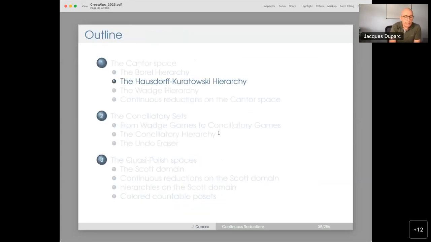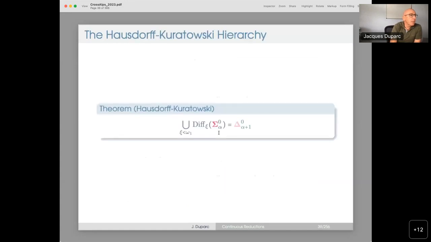Another hierarchy that refines this one is the Hausdorff-Kuratowski hierarchy, the hierarchy of differences of sets taken in some class Sigma 0 alpha. So it slices down the Delta 0 alpha plus one into omega one many classes, the differences of Sigma 0 alpha sets. So I'll explain right now.